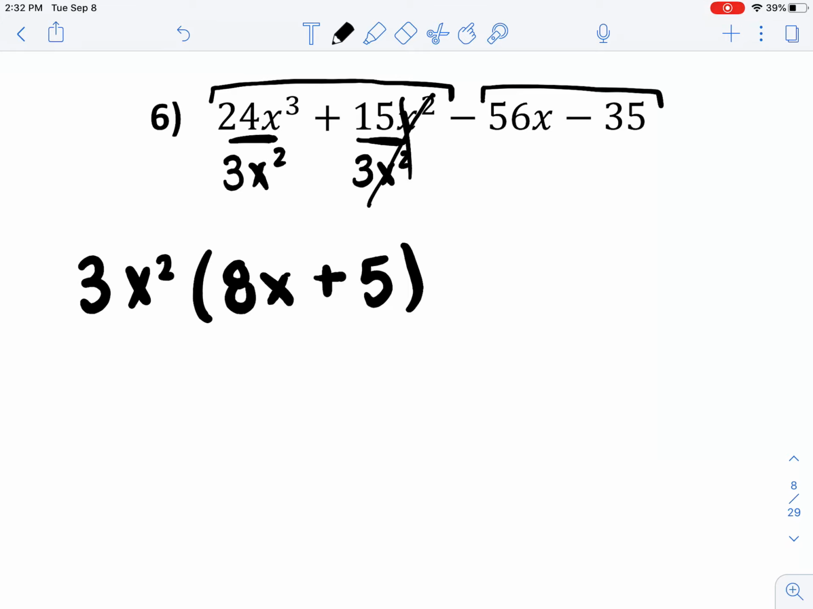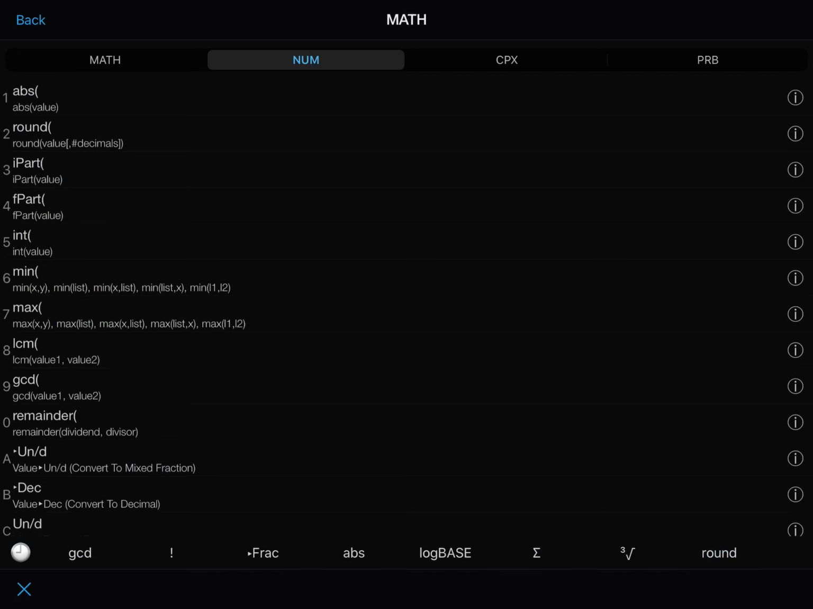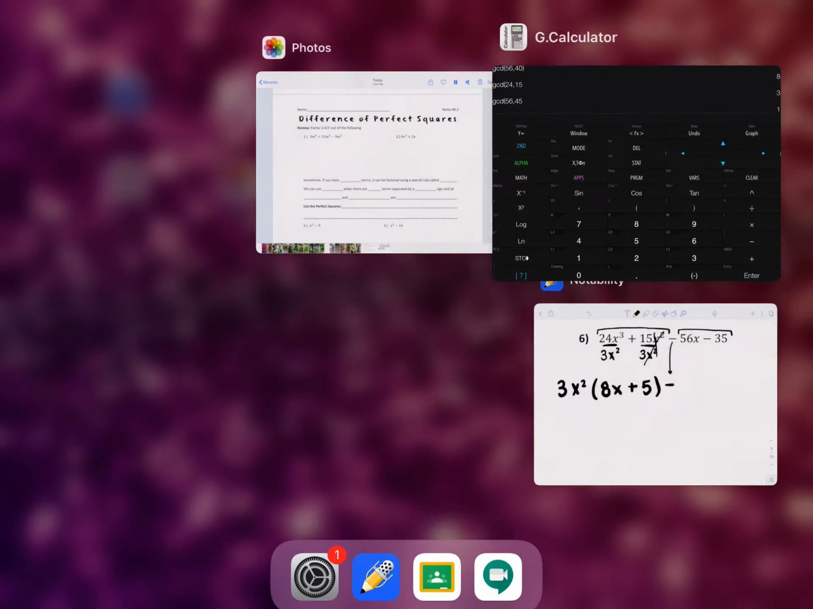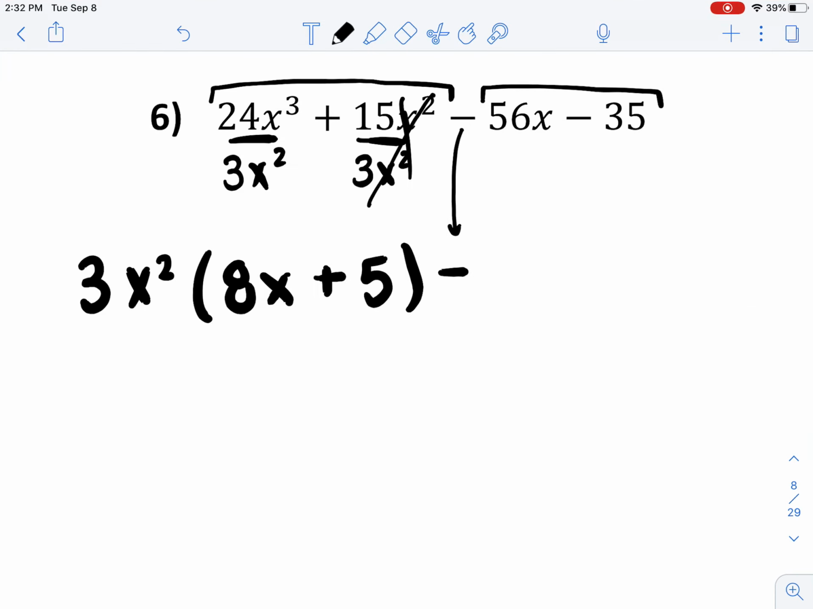Now on to group 2. Always bring the sign in between them down. So it's a minus, which means the GCF of my second group is going to be a negative number. And 56 and 35 are my numbers. Again, only works with positive numbers, so we're not going to put those negatives. So I'm just going to do 56 comma 45. Enter. Did I mean 45? No, I meant 35. Sorry. 56 comma 35, and we get 7. So my GCF for 56 and 35 is 7. 35 doesn't have any letters, so my GCF is just this negative 7.